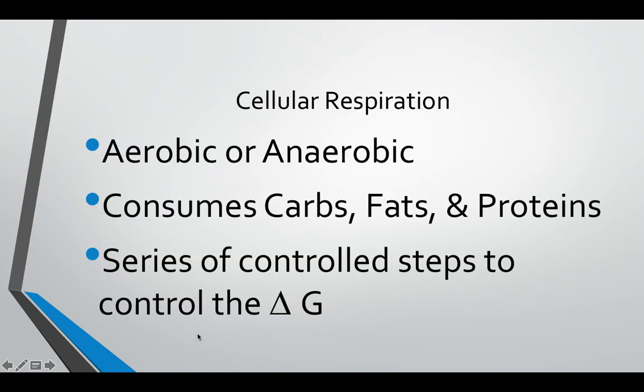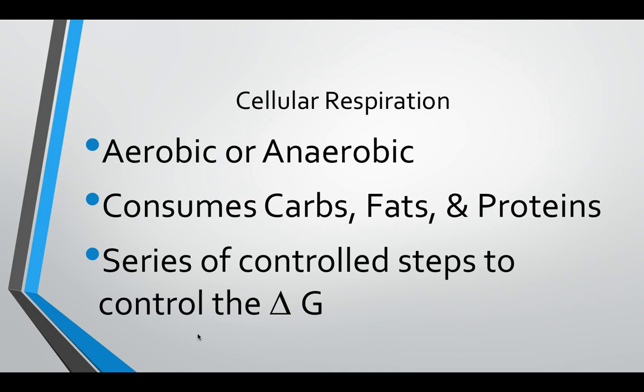Now, looking further, cellular respiration can either be aerobic or anaerobic. Cellular respiration can consume carbs, lipids, or proteins. As a model, we look at what happens with carbs, and we use glucose as our model carbohydrate. Now, there are several steps to cellular respiration, and the purpose of this breakdown, this catabolic process happening in several steps, is to control the release of free energy.